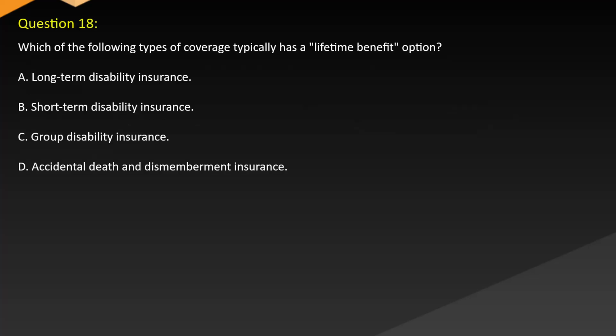Question 18. Which of the following types of coverage typically has a lifetime benefit option? A. Long-term disability insurance. B. Short-term disability insurance. C. Group disability insurance. D. Accidental death and dismemberment insurance.